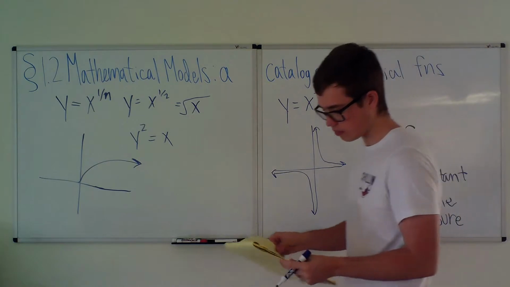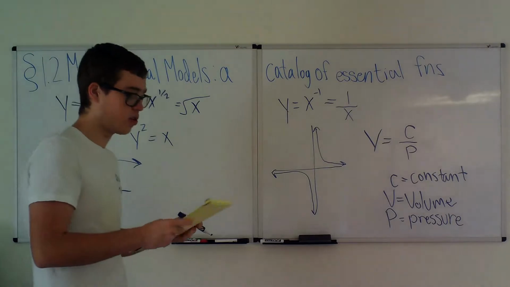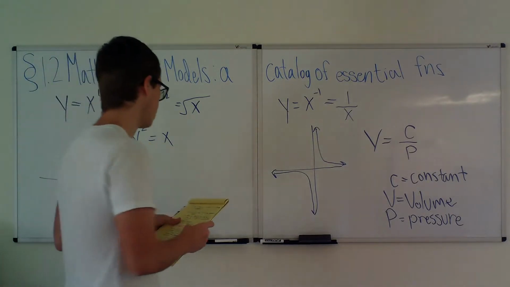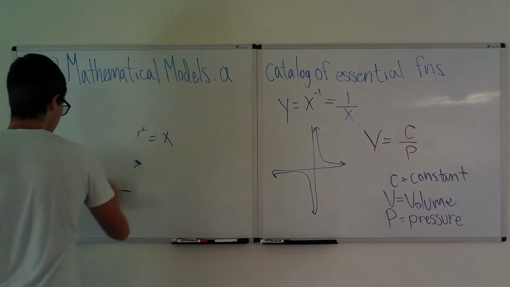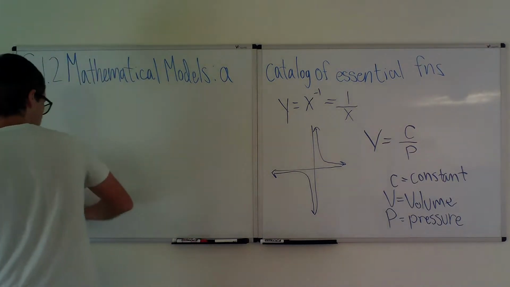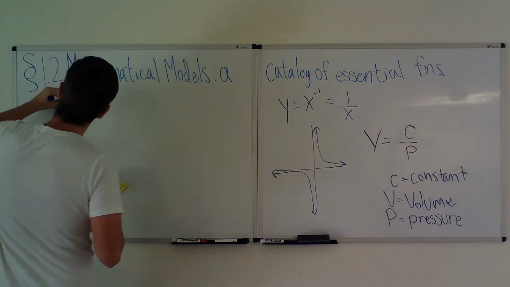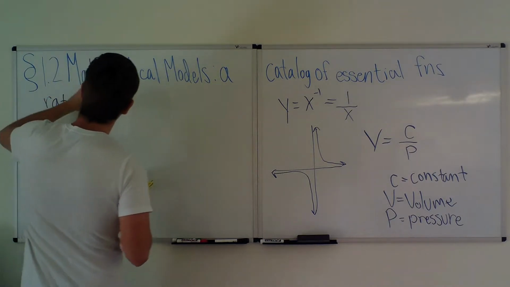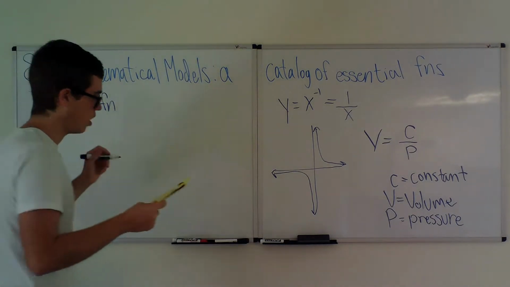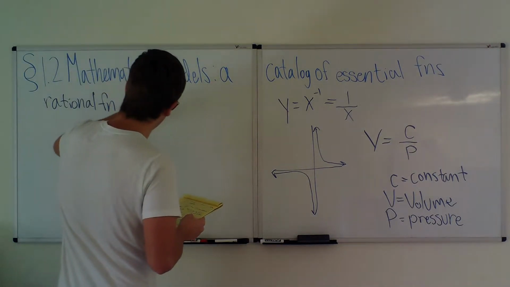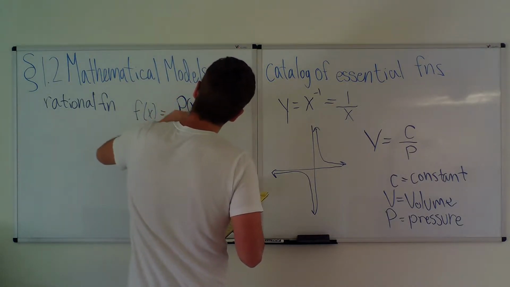Right? Moving on. Now onto rational functions. A rational function is a ratio of two polynomial functions. So it is in the form of f of x is equal to p of x over q of x, and it's called a rational function because it comes from the ratio of p over q.